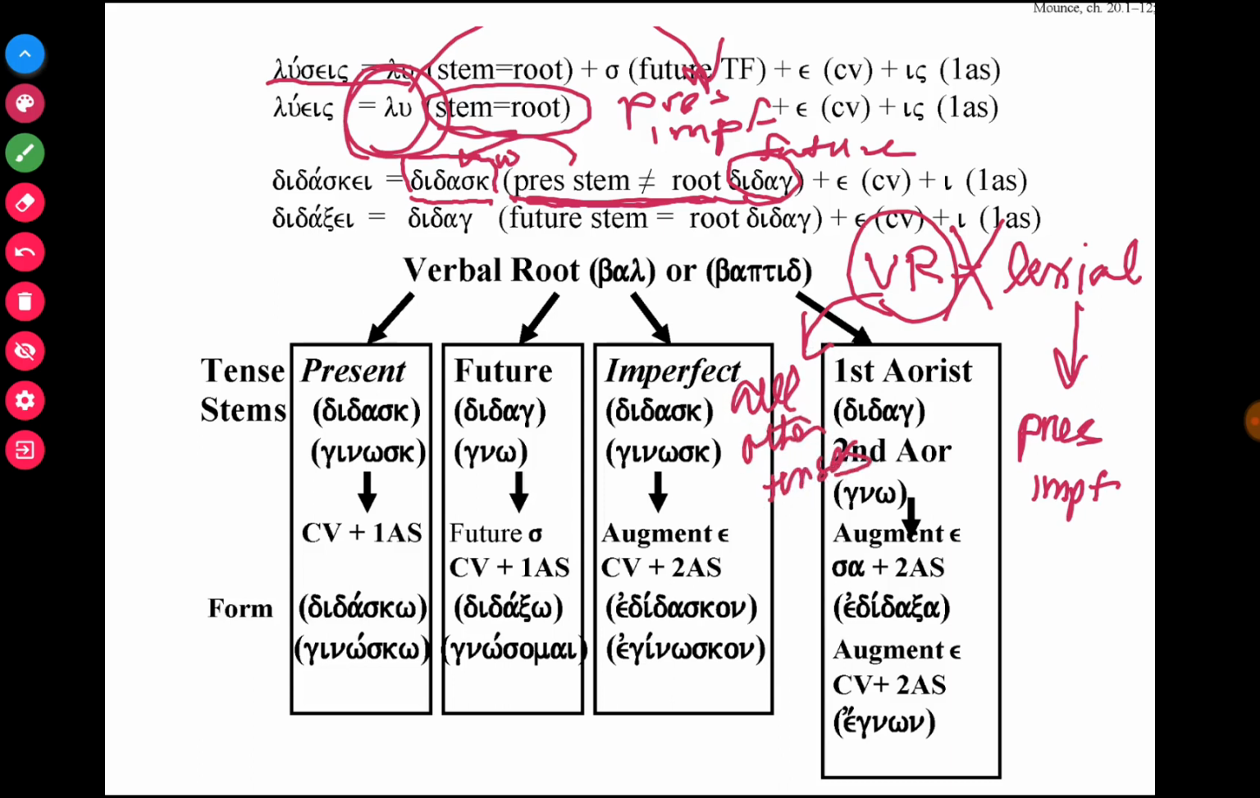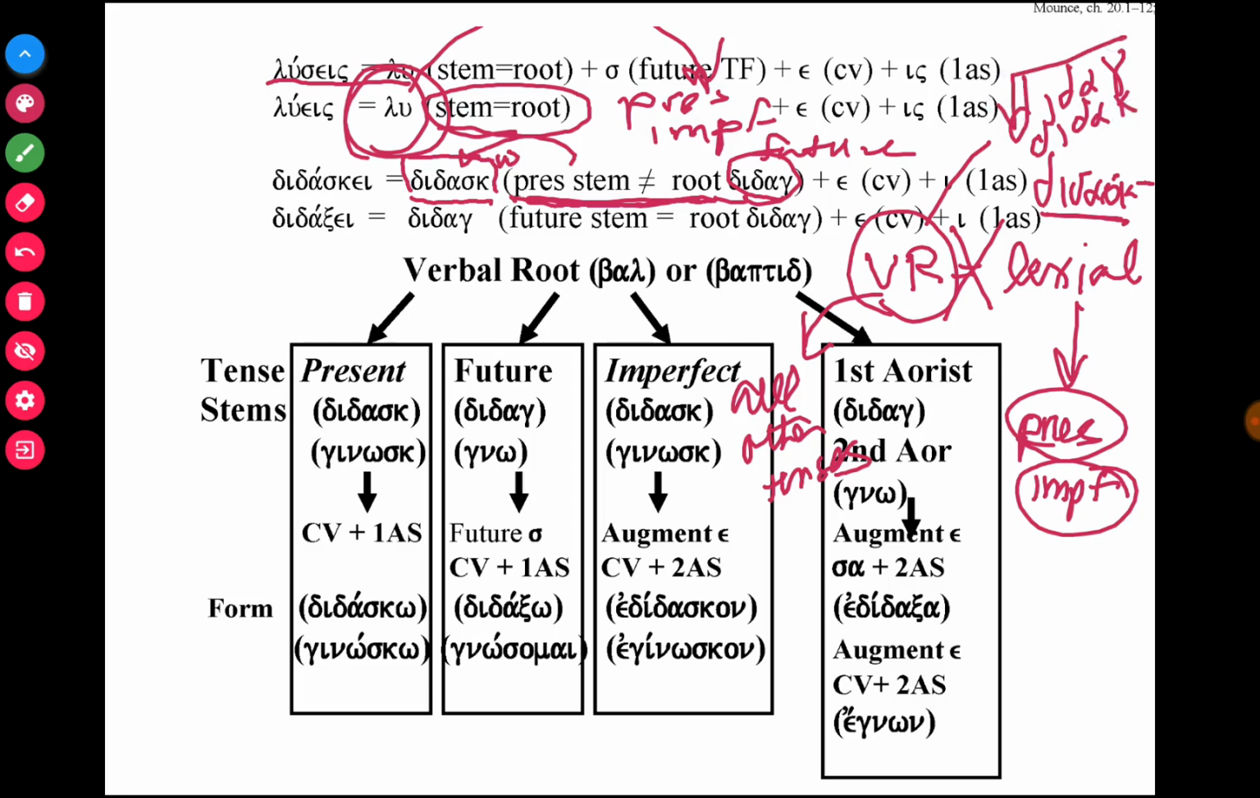So again, one more time. If you have something like didask, remember didasko means I am teaching, and this is the lexical form stem, you will use didask for the present tense and the imperfect tense forms. And then you will be using didag, and some textbooks actually use the word didak. This is a hypothetical form, so either one works. But let's use didag, since that's the one I have here on the PowerPoint.